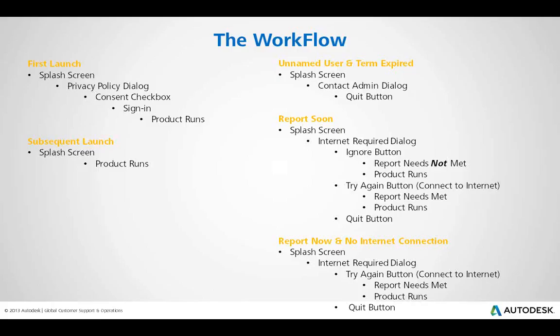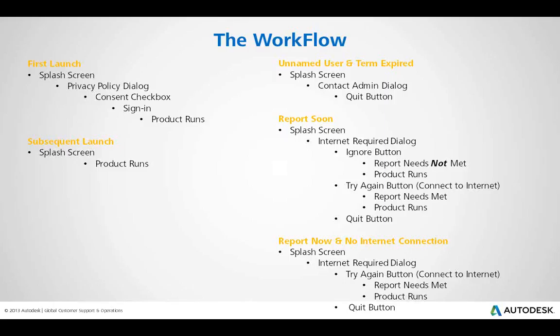And on the right now we have the unnamed user or term license expire. Basically, if you don't have a username or a valid username or your license has expired, what happens? The splash window comes up, and then you get a contact admin dialog, basically saying you don't have permissions to run the software, enter a correct serial number, or sign in as a different user. You also have a quit button there as well.